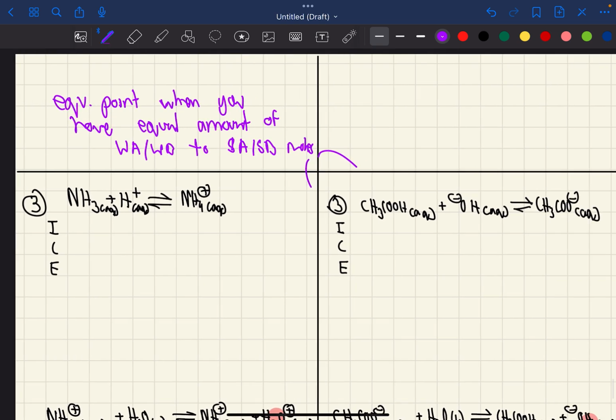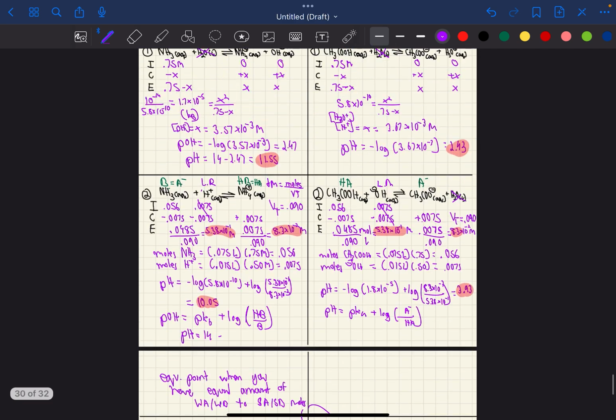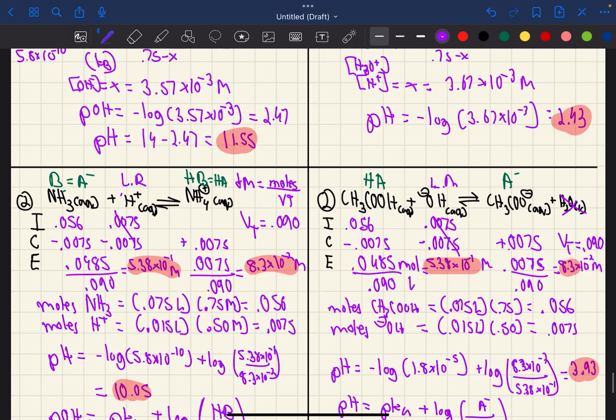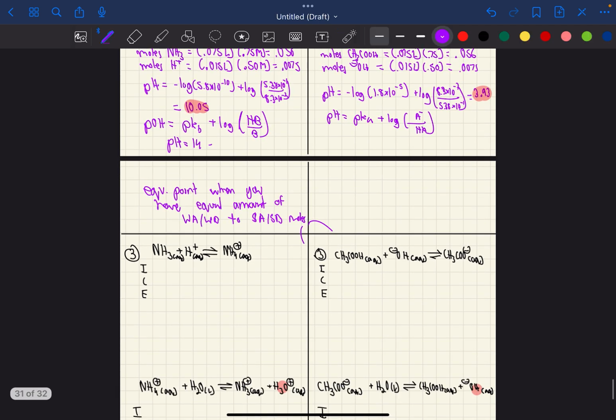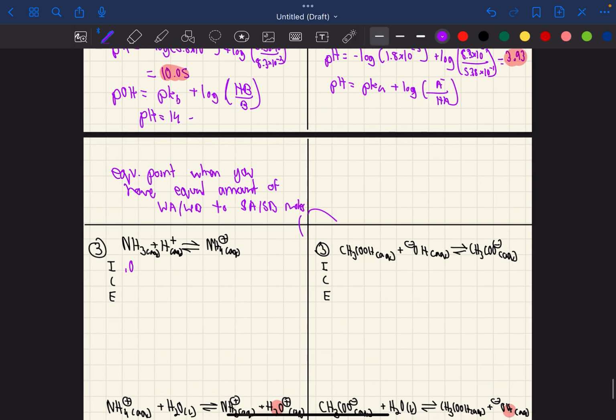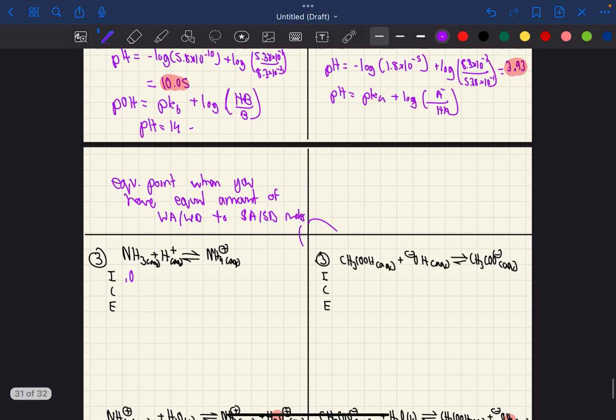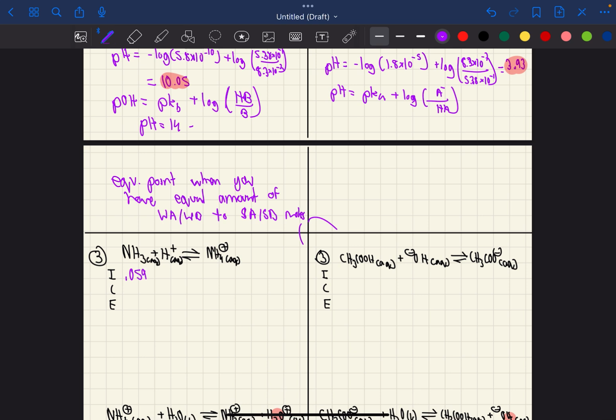So what that means is, remember when you already solved for the moles of NH3, right? They go back here. This is how much you started with, so you already solved for it. So all you have to do is just plug that right back there. So if you plug that right here, 0.059. In order to be at equivalence point, you have to add the exact same amount in moles for your protons. That's literally what it means.